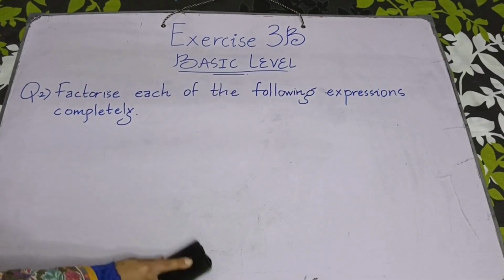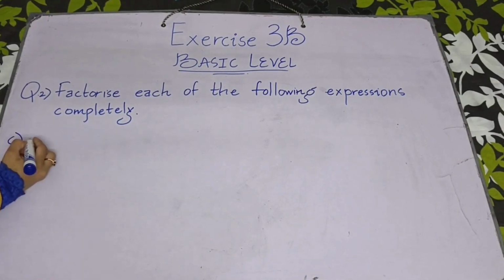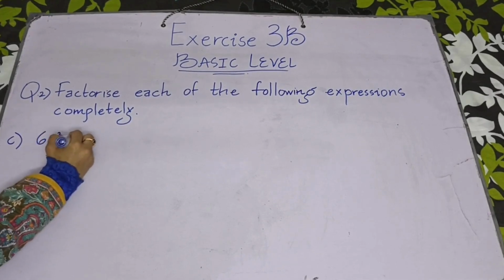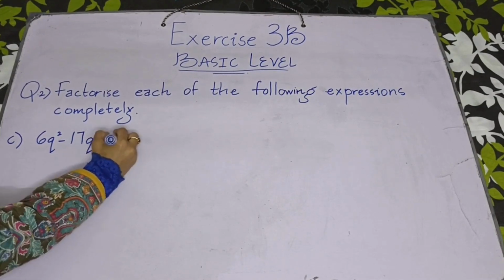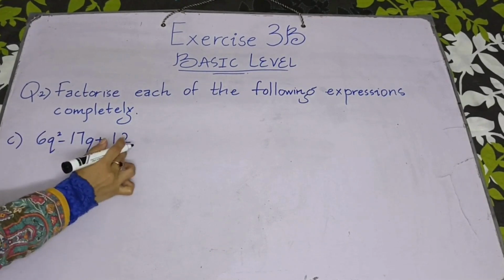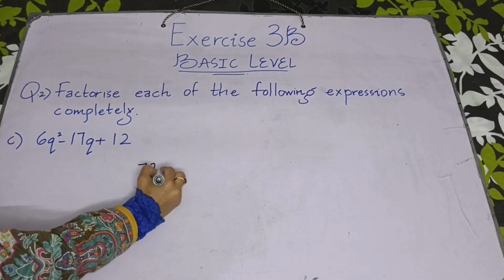Now we are going to move to part C of question number 2, which says 6q square minus 17q plus 12. A little bit bigger number. First and last will be multiplied. 12 multiplied by 6 is 72q square.